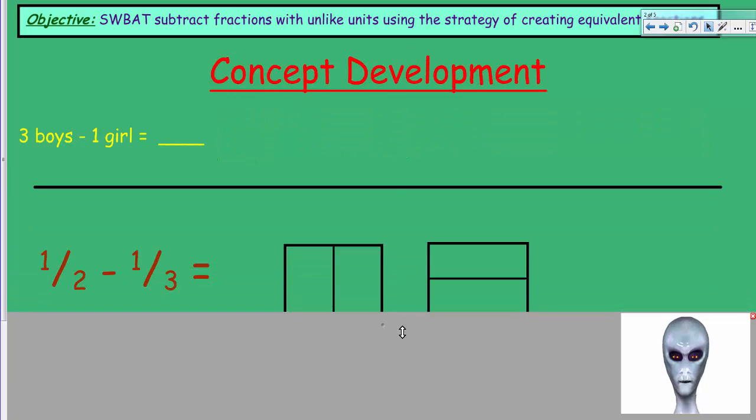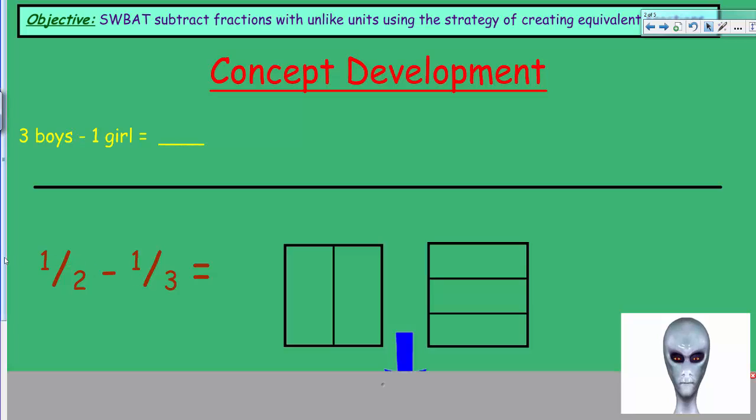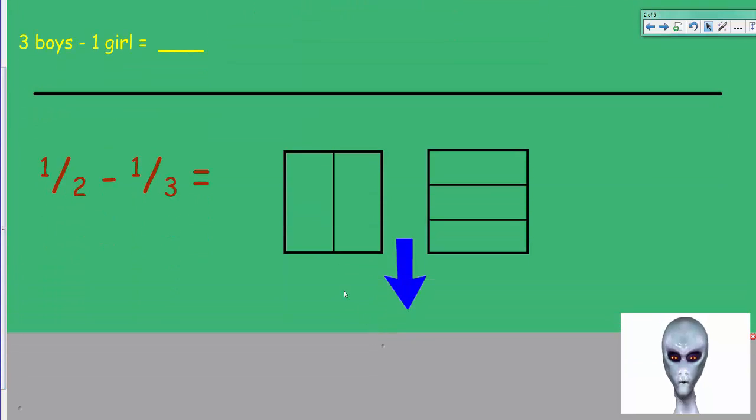All right, so let's come down and do a real problem here. I say a real problem, one that deals with just numbers. So now we have 1/2 minus 1/3.